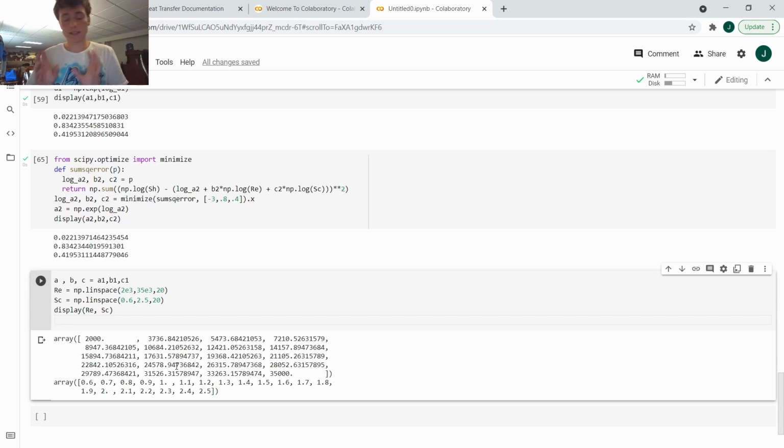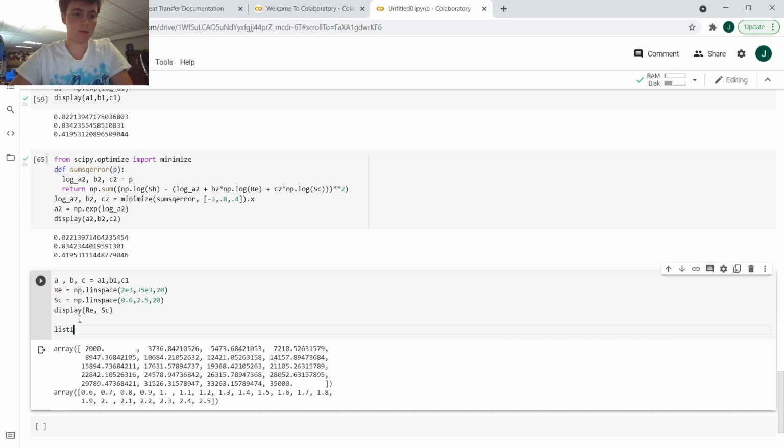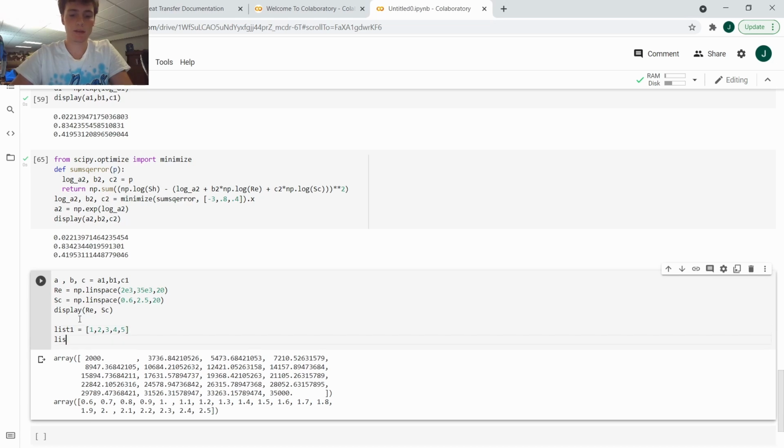And then after that, we're going to want to do the exact same thing, but in reverse. We're going to want to hold Reynolds constant and vary the Schmidt number, and that's going to give us lines that are parallel to the other axis. So we use a mesh grid here, and so you can see exactly what a mesh grid is, I'm just going to create two lists. List 1, let's call it 1, 2, 3, 4, 5. And then list 2, call it 6, 7, 8, 9, and 10.